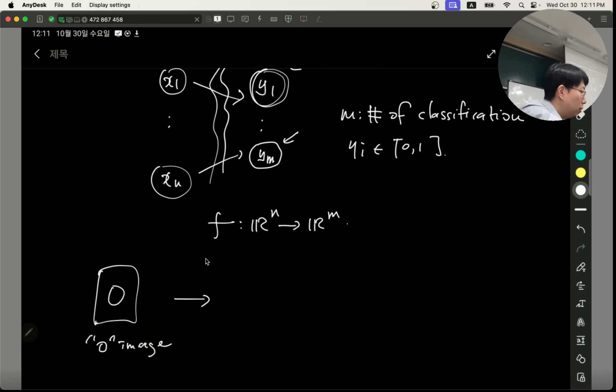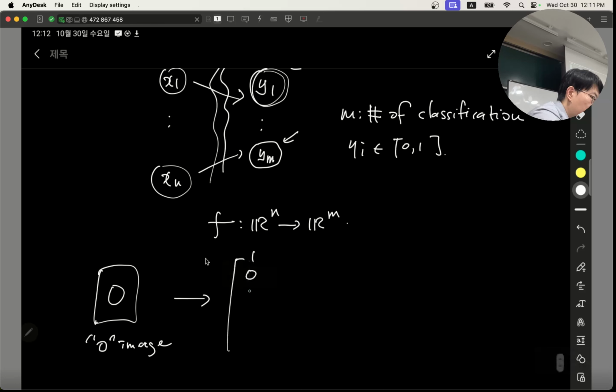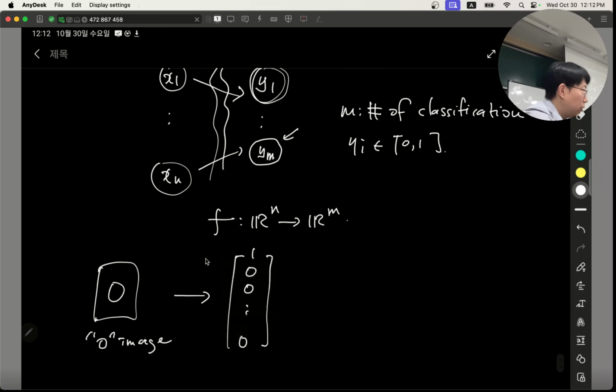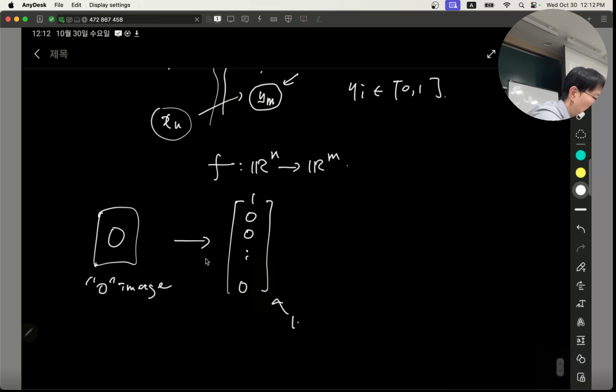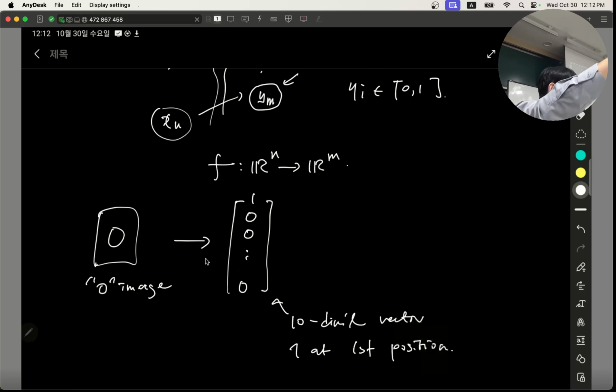Among these 10 images, you can label this image by 1, 0, 0, to 0. So it's a 10-dimensional vector, with a 1 at the first position, because 0 is the first number among the 10 numbers. It's called a one-hot vector, because there's only one 1, and the rest of the coordinates are 0. You can do the same thing for 1 images and 2 images.